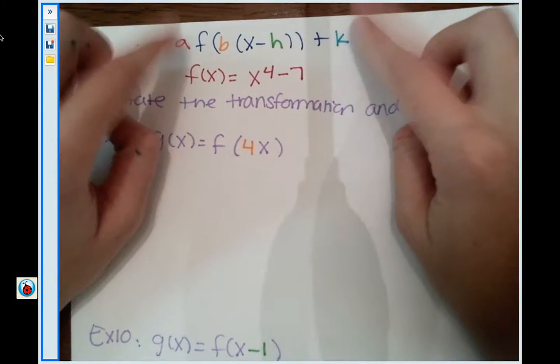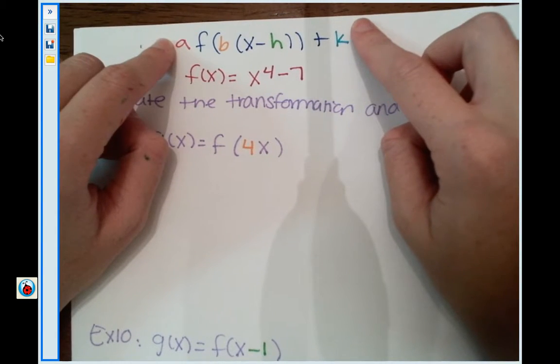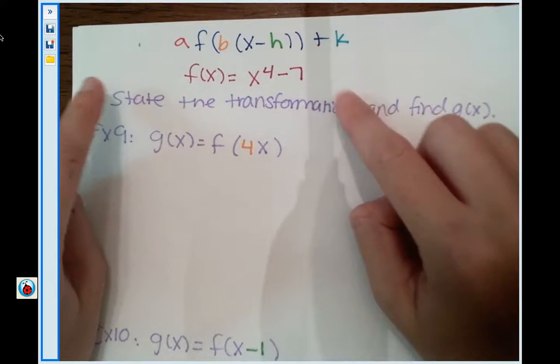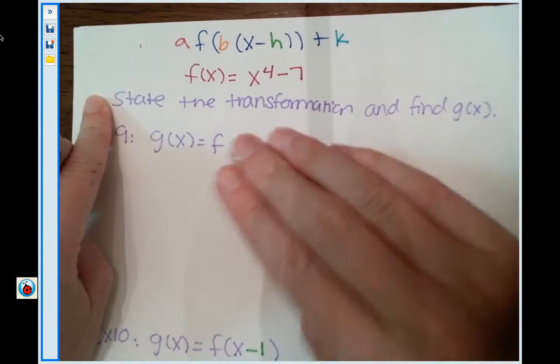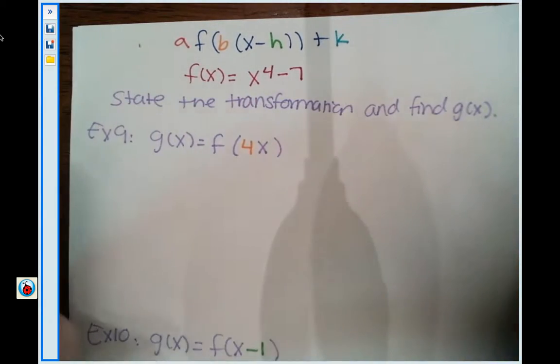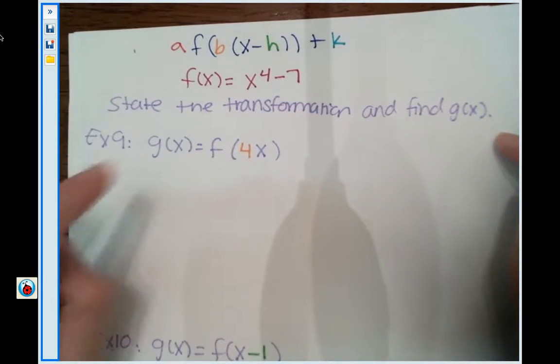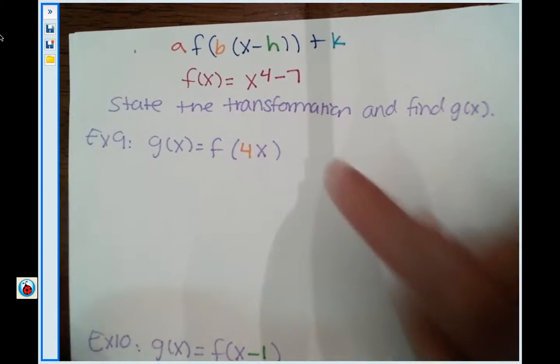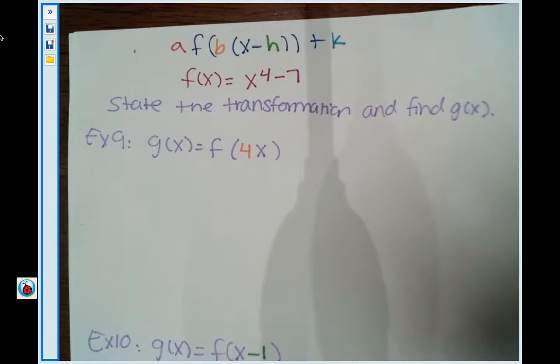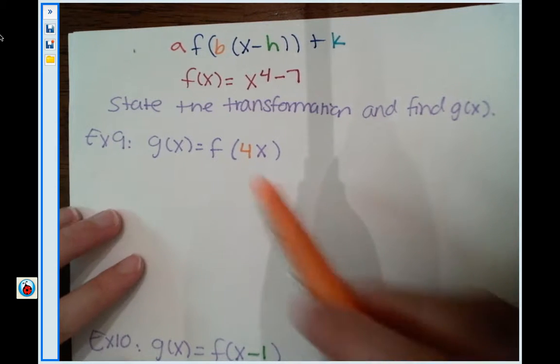So you now have our nifty transformation function notation up here. So we'll first state the transformations, which I know you guys are pros at by now. But after that, we're going to find the equation g of x, which will make f of x do what we just told it to do, which is pretty awesome. Okay, so let's get this show on the road. So first, let's state this transformation.